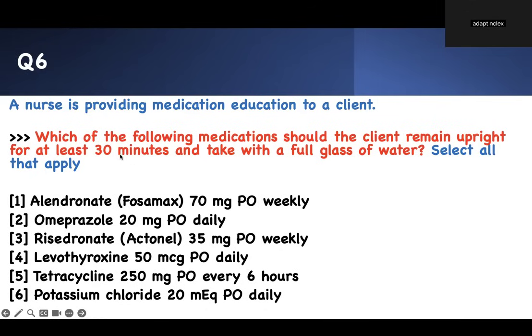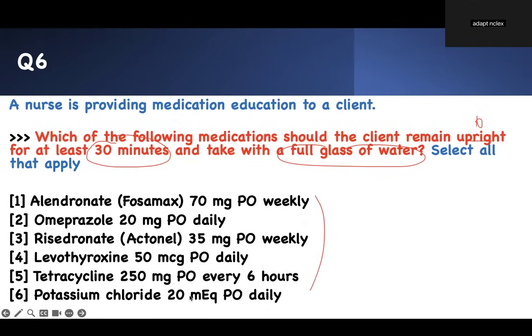Don't run away from it and ignore it. 30 minutes upright and then full glass of water. That means you got to do both. And this is providing medication education to a client. You have 6 medications. Which one is the content associated with it when you're teaching the patient how to take it, medication administration of this pharmacology, you got to take it with a full glass of water and you got to remain upright. Is it alendronate? Is it omeprazole? Is it risedronate? Is it levothyroxine, tetracycline, and potassium?